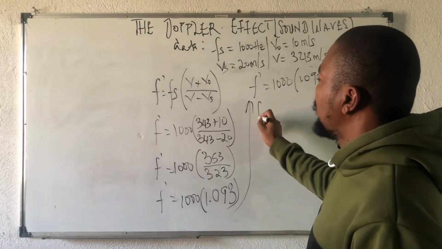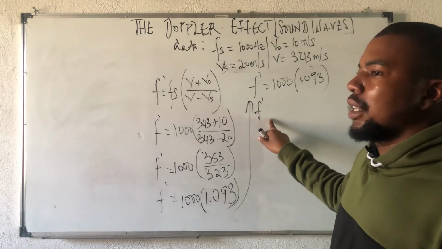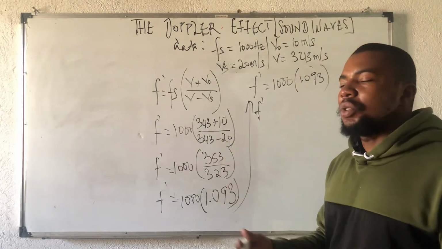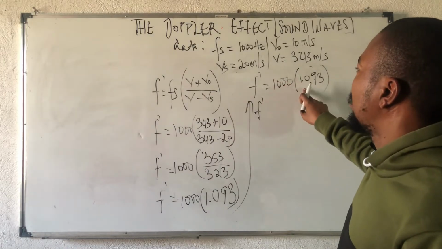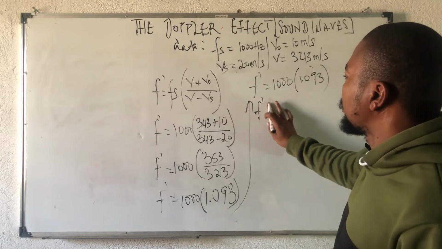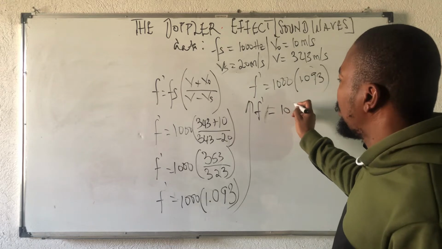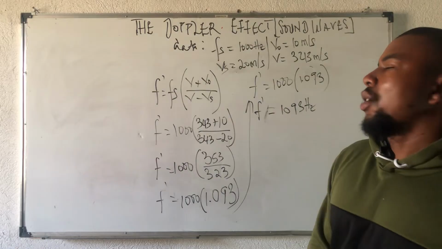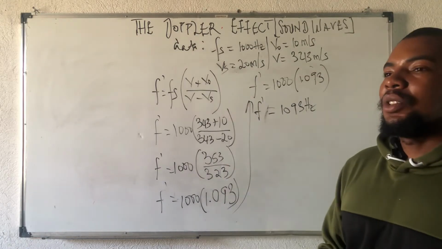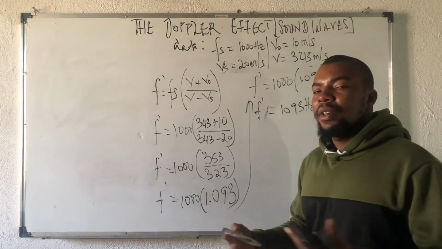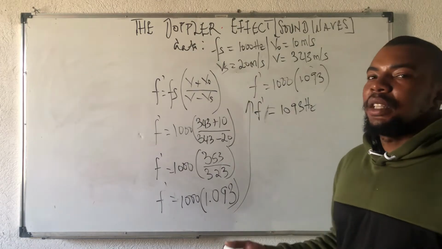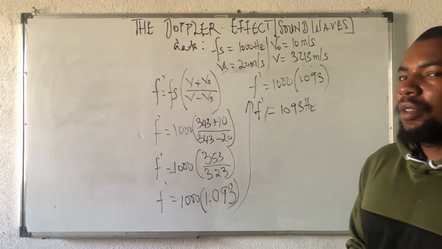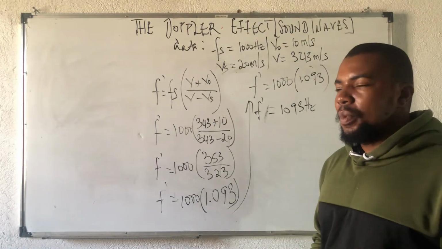This gives us 1093. This means that the apparent frequency as observed by the observer, as they were both moving towards each other, is 1093 hertz. This makes sense because they're moving towards each other, so the frequency should be higher than when the source is moving away from the observer. And this is the first part of the question. Let's go ahead and solve the second part.